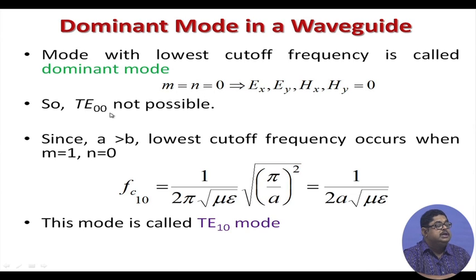So, m equal to n equal to 0, that means the TE00 mode, TEmn, you see the first subscript is m, the second subscript is n. So TE00 is not possible in a waveguide. Now, since a is greater than b, that is our convention, the lowest cutoff frequency occurs for m equal to 1, n equal to 0, because m is related to a. If you look at m pi by a, that will give you the frequency, which is nothing but 1 by 2a root mu epsilon. Mu and epsilon are the parameters of the medium. If it is an air waveguide, mu and epsilon are the free space values, and a is the broad dimension of the waveguide. Now, this dominant mode is called the TE10 mode.